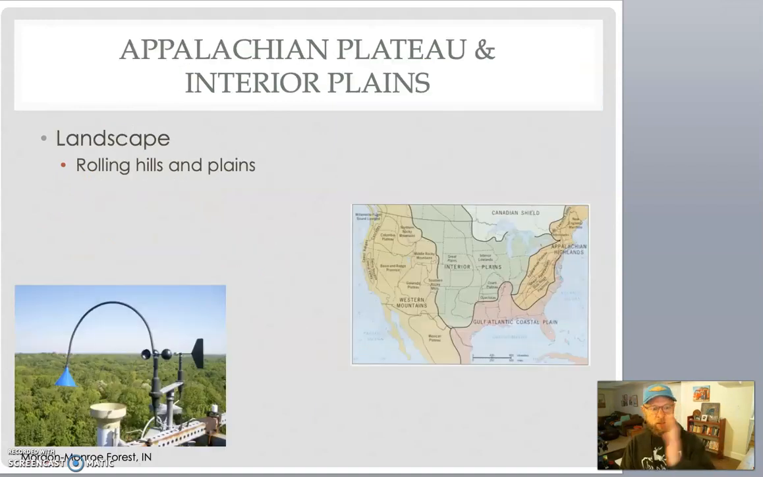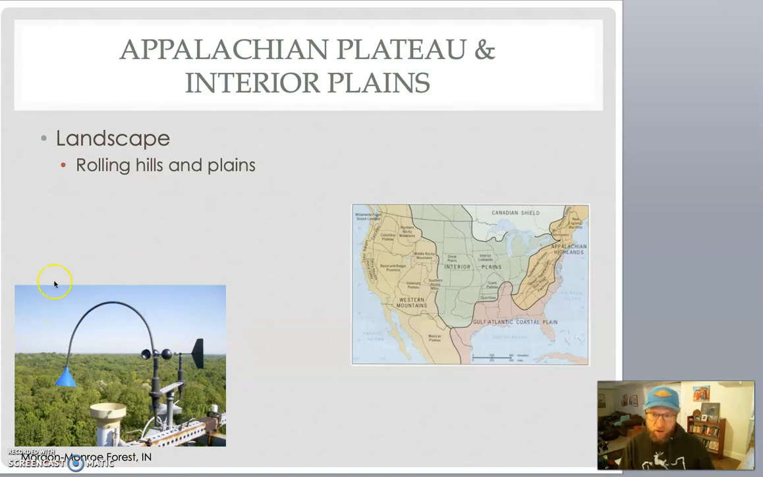Okay, let's move on to the west side of the Appalachians, so the Appalachian Plateau and the interior plains. I lumped these because the forest cover types are quite similar. When you're in the Appalachian Plateau, you're much higher elevation, and it tapers back down as you move through the interior plains, but the landscape is generally flat and rolling hills.